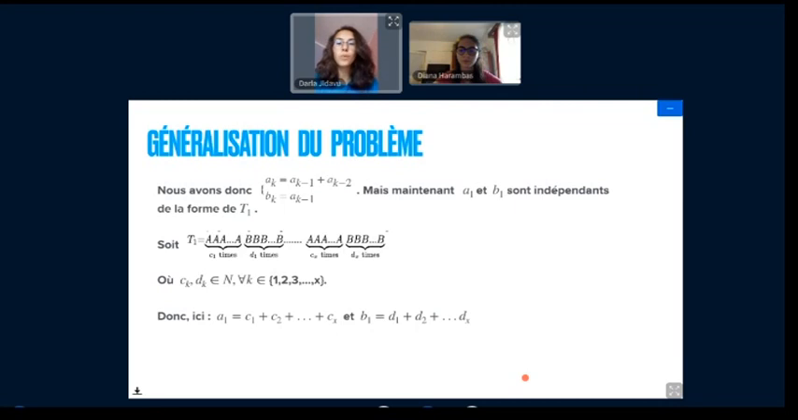Let's now consider T1 as the number of A's, let's say C1 A's, followed by D1 B's. And just like this, till we have X groups of A's followed by X groups of B's. Now we can easily observe that the total number of A's in this word, so A1, will be the sum of all the C's, and the total number of B's, B1, will be the sum of all the D's.